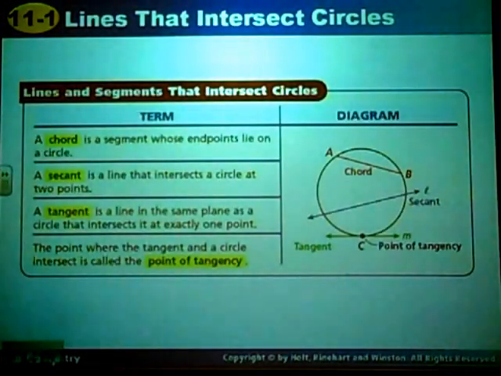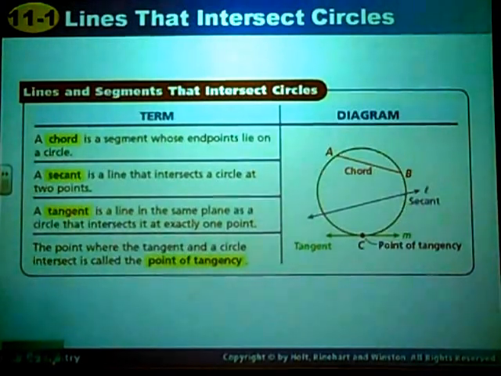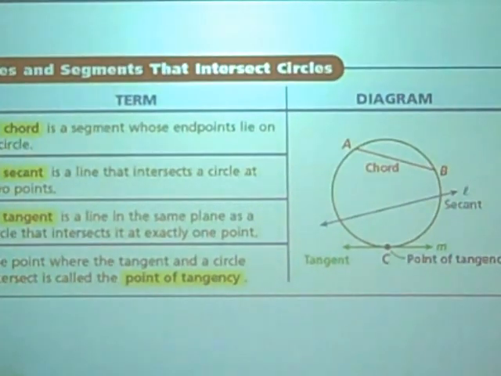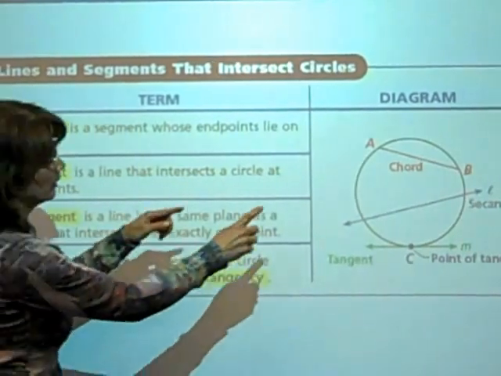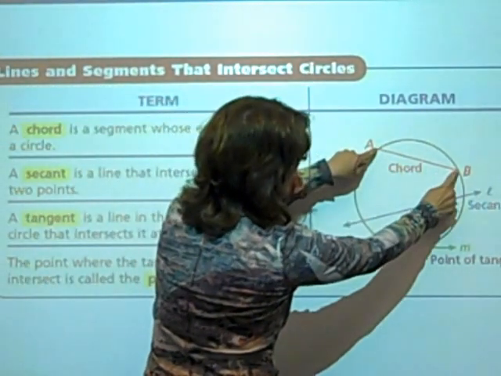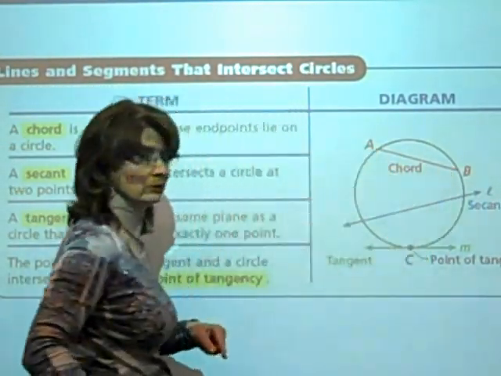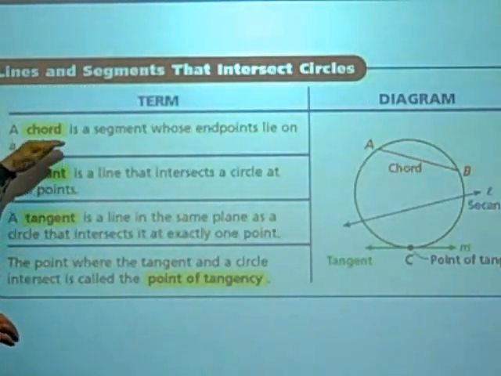Parts of a circle. This is where you start filling out your sheet. A chord is a segment with the endpoints on the circle. See this segment from A to B? That's a chord. The endpoints are on the circle, and it's a segment.